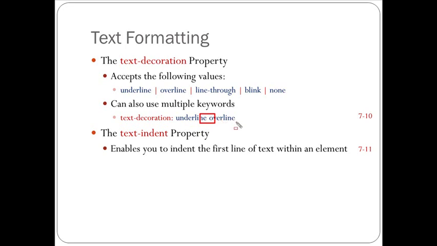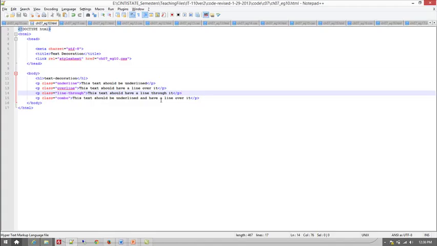And this should be ended with a semicolon. But no comma when you put these together. It's just a single space between them. And we'll look at just a couple of these. The underline, overline, line through, and using the combo.